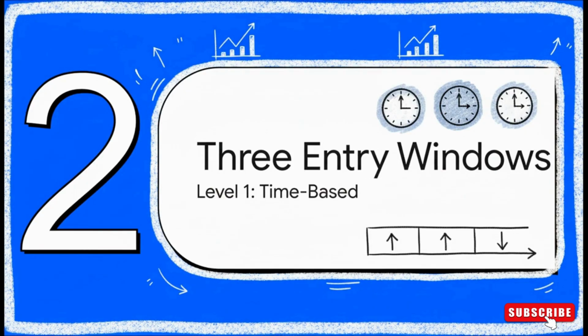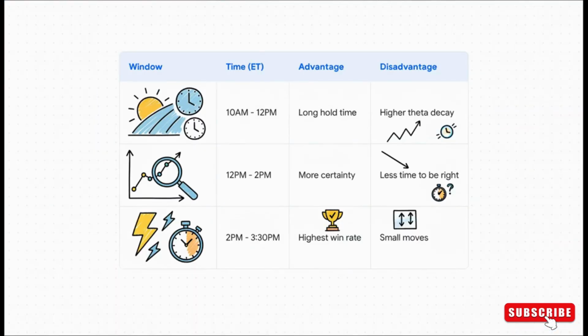Level 1 is all about the time-based framework. Now, here's the key idea. A trading day isn't just one long, messy, chaotic event. No way. It has distinct phases, each with its own personality. And we can use that to our advantage by breaking the day down into 3 high-probability windows for our zero DTE trades. Okay, this is so important.